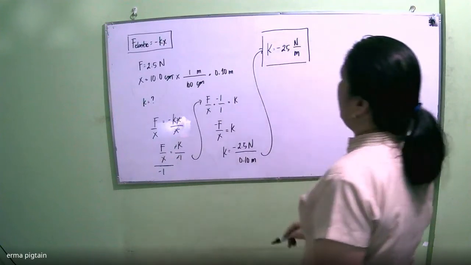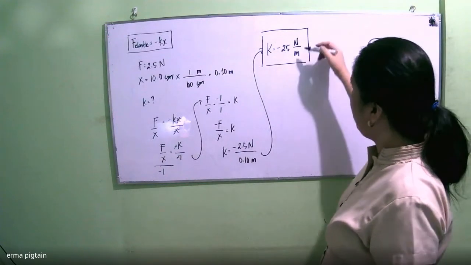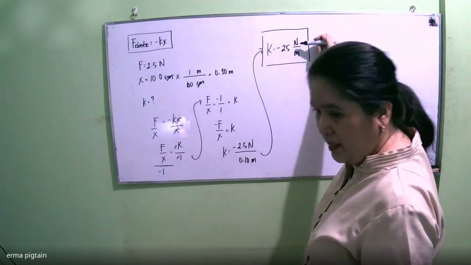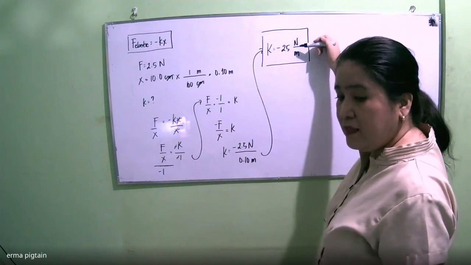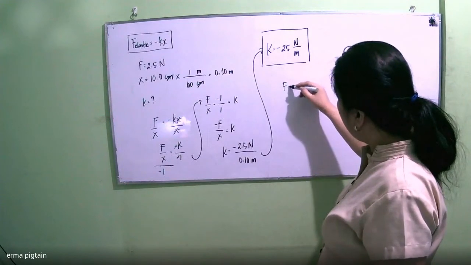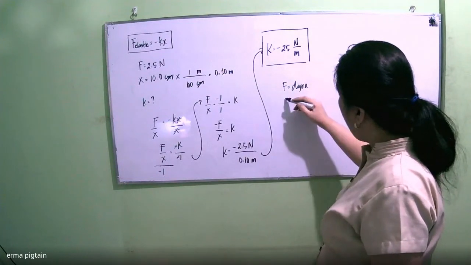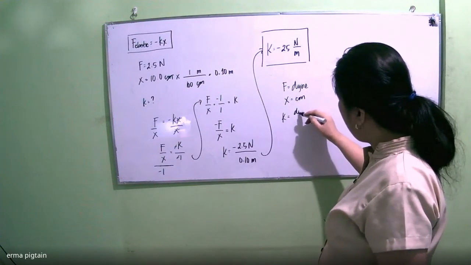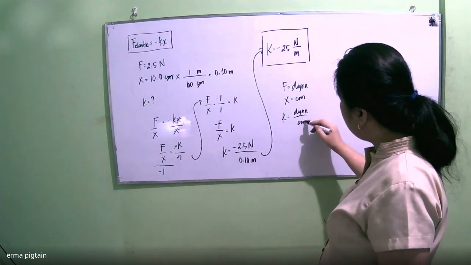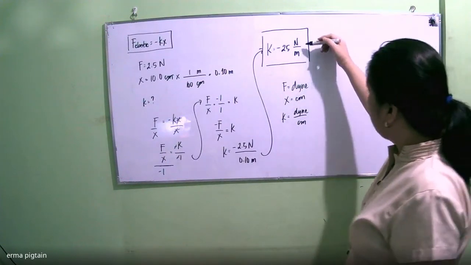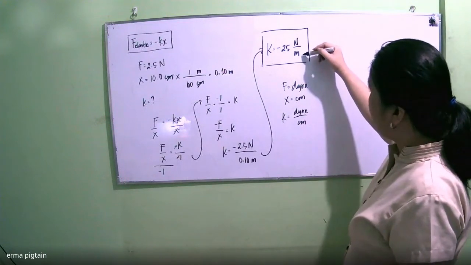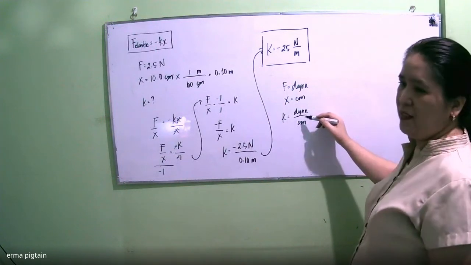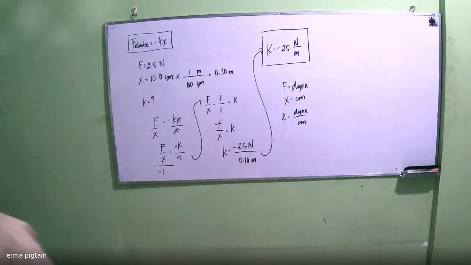Ayan. Okay? So, therefore, in terms of the metric system of units, ang unit ng spring constant natin is Newton per meter. So, kung dyne ang force nyo, ang displacement niya dapat centimeter, para ang K nyo, ang unit is dyne per centimeter. Kung ang force nyo is Newton, dapat ang displacement nyo ay meter. Ganyan. Okay? Then, let's have the second example.